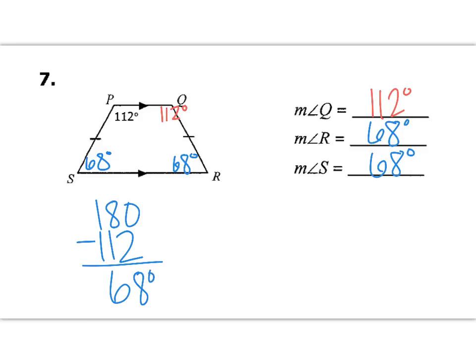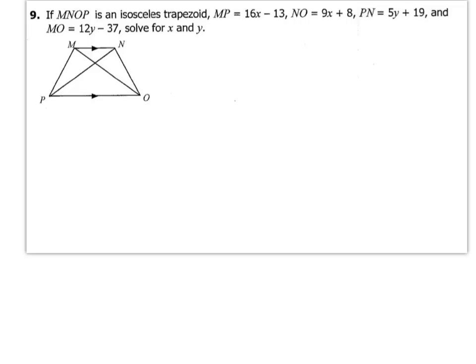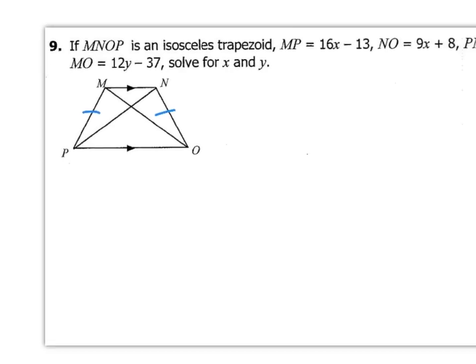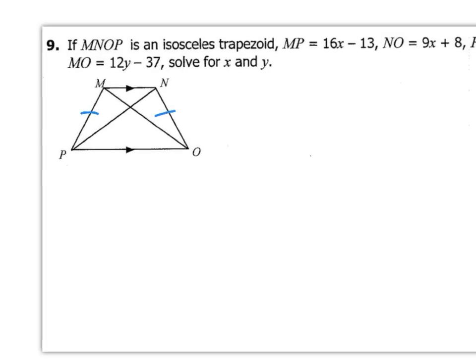Now let's move on to number 9. All right, for number 9, we're throwing in some algebra into these problems and mixing algebra with our quadrilaterals. So we're given that MNOP is an isosceles trapezoid. Therefore, we know that MP is congruent to NO, and all of our base angles are congruent, as well as our diagonals are all congruent too. We're given that MP is 16x minus 13, so let's write that in, 16x minus 13. We're given that NO is 9x plus 8.